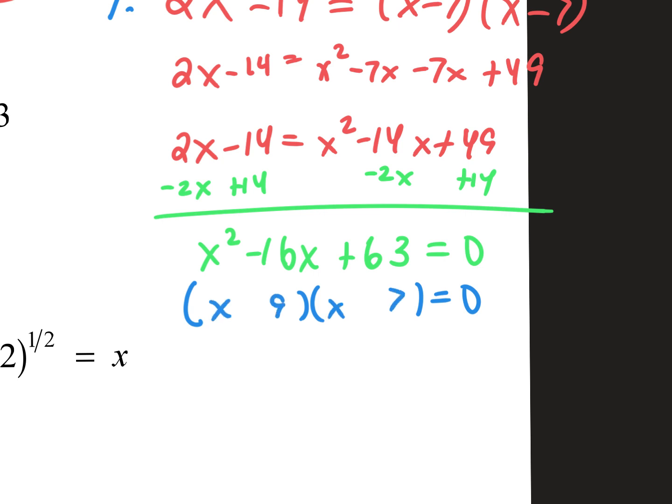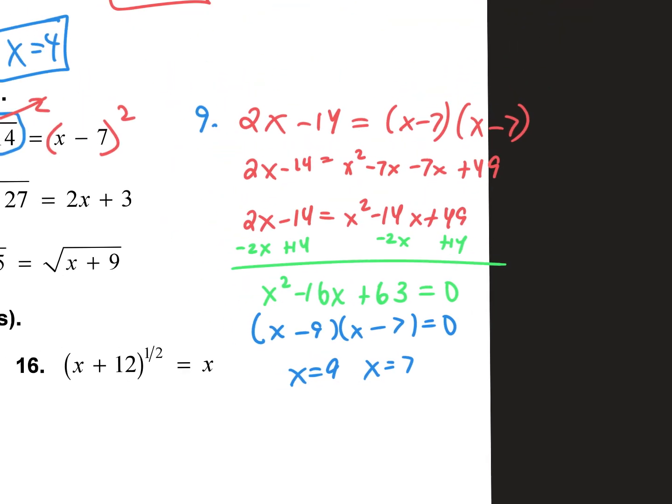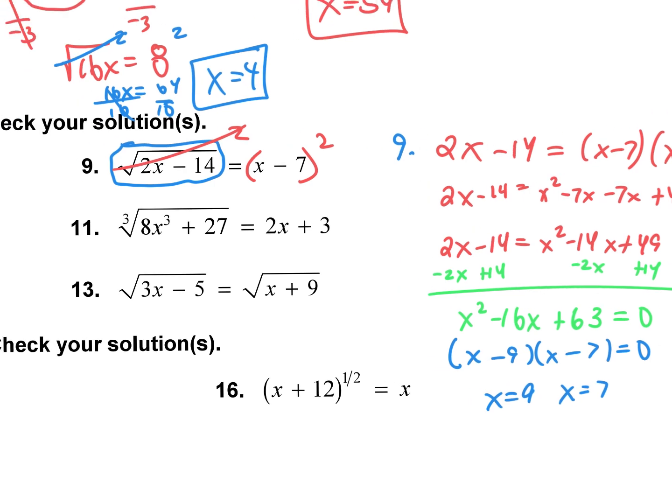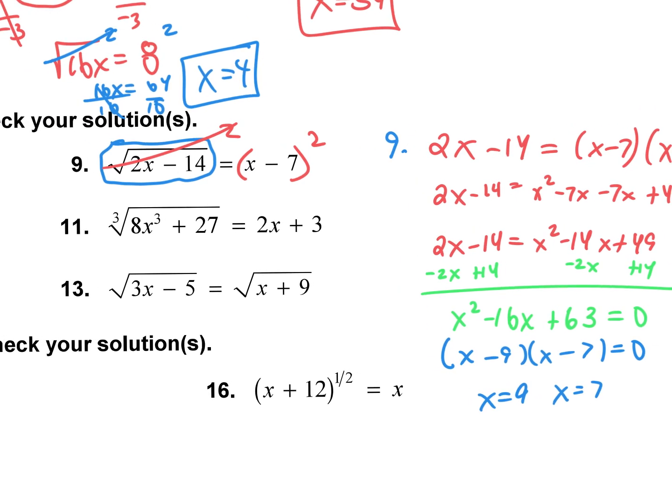What are my signs? Both negative. Perfect. Because a negative times a negative is a positive, and a negative plus a negative is another negative. So I have x equals 9, and I have x equals 7. Everybody with me? All right, so what should I do with those two? Let's check it.